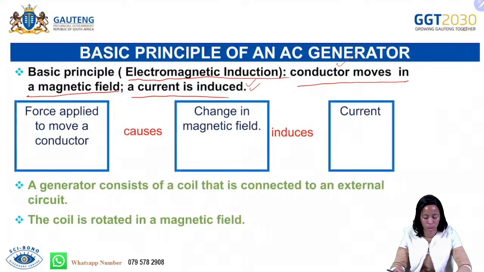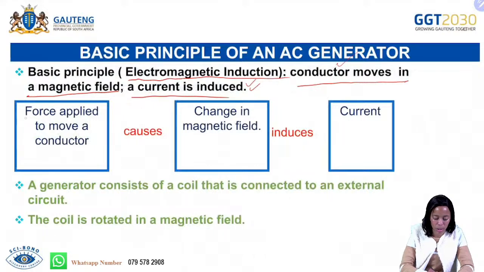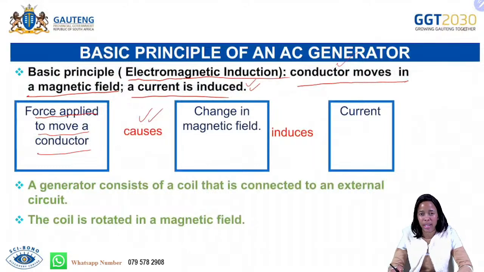The word induced means produced. Remember when we had the current produced, the light was getting brighter there. Or when we were moving the magnet inside the coil, we were producing the light there. Then it says here, force applied to move a conductor. When the force is applied to move a conductor, it's going to cause a change in the magnetic field. And then when that happens, we are going to induce current.